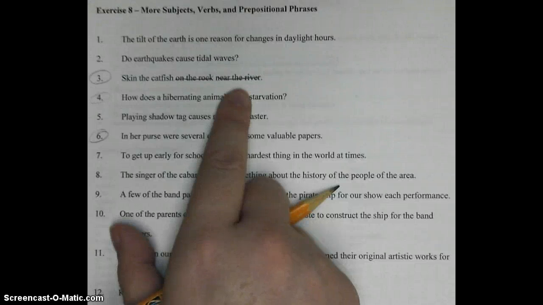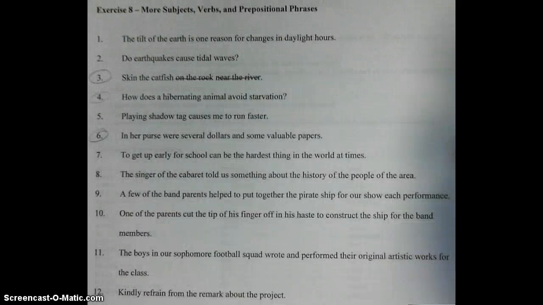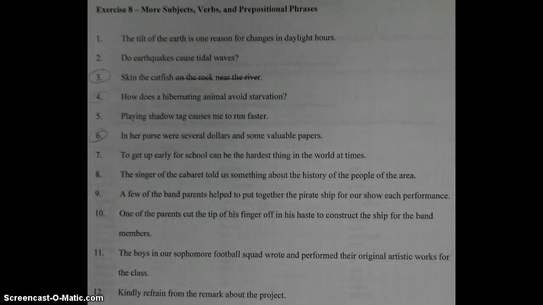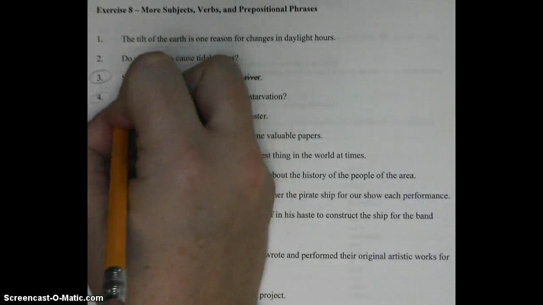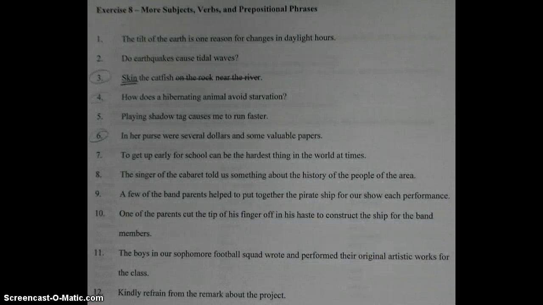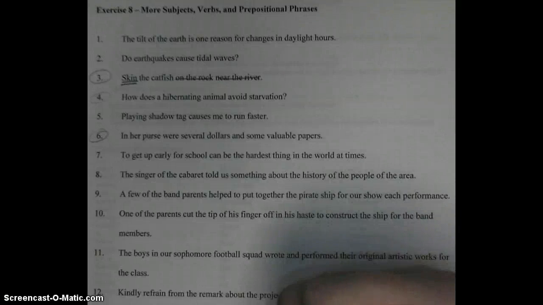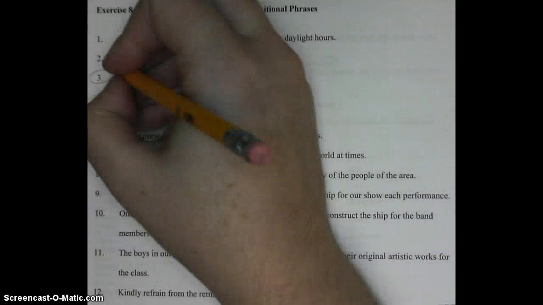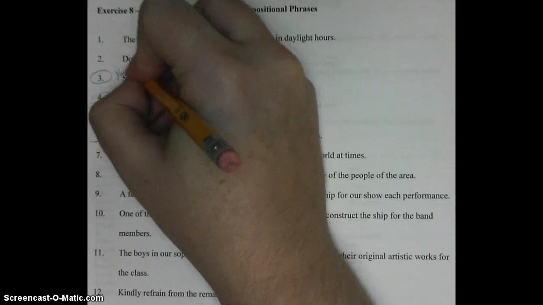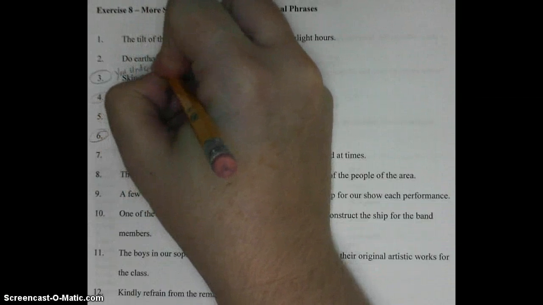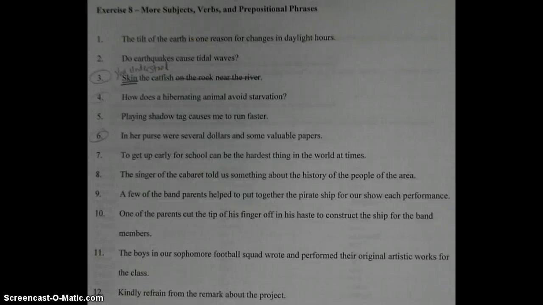If you're still having issues with that, you really need to memorize or get as close as you can to becoming familiar with the prepositions on the front page. So we're left with skin the catfish. My verb is skin. Who's doing the skinning? Is it the catfish? No. The catfish is what we are going to skin. So this is an example of an order or an imperative sentence. Who's going to skin the catfish? You. You understood is my subject. The catfish is not going to skin himself. Okay, please watch out for that one.